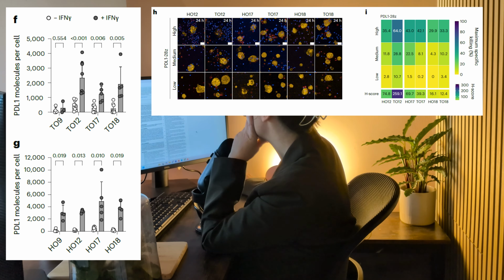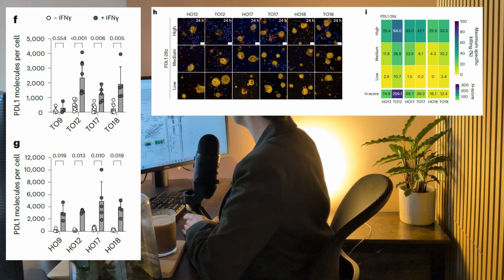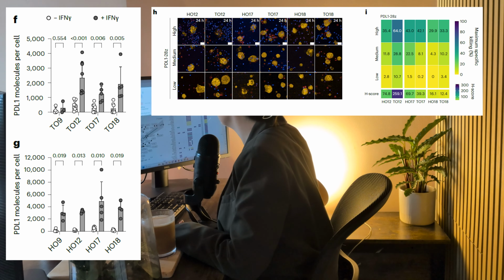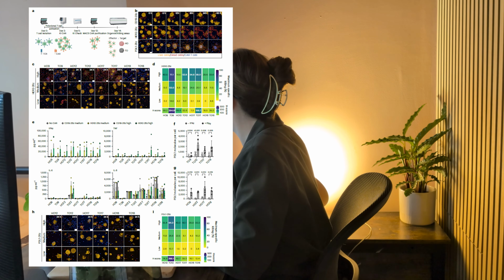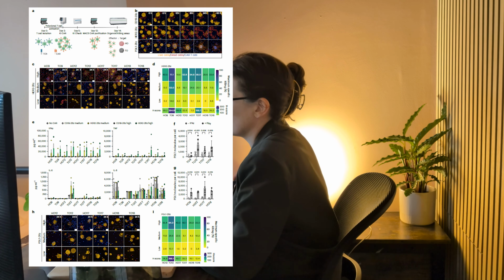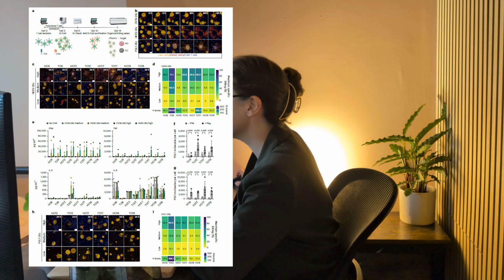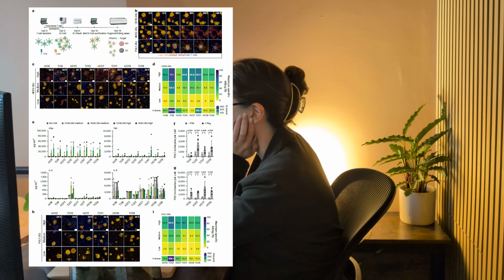Panels F through I explore underlying mechanisms, including antigen density and immune evasion pathways, highlighting why some tumours resist CAR T-cell killing. Together, this figure demonstrates that effective CAR T-cell therapy depends not just on target recognition, but on tumour-intrinsic resistance programs, captured here by patient-derived tumouroids. This delivers the central insight of the paper.